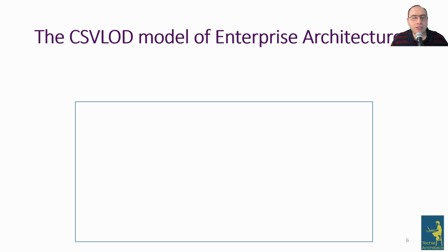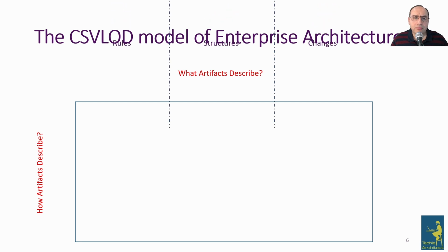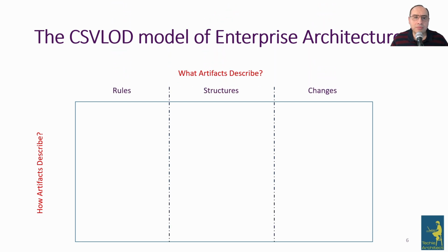The CSVLOD model is actually based on two dimensions. What the artifacts describe, and the second is how the artifacts describe this from multiple angles. Let's break it down one by one. What the artifacts describe is mainly three categories here.